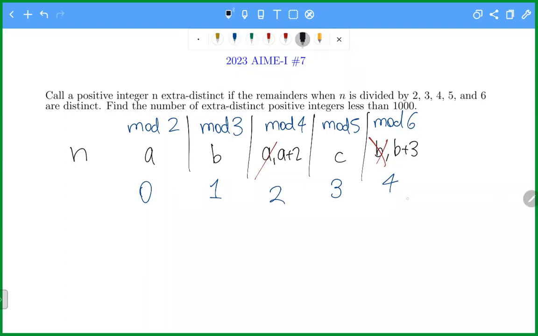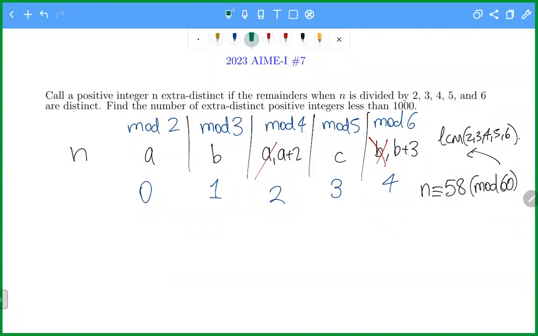I just do a little bit of a construction and observe that this is true if and only if n is 58 modulo 60, where 60 is the LCM of these numbers 2, 3, 4, 5, and 6. Okay, all right, so this is what we get in the first case.